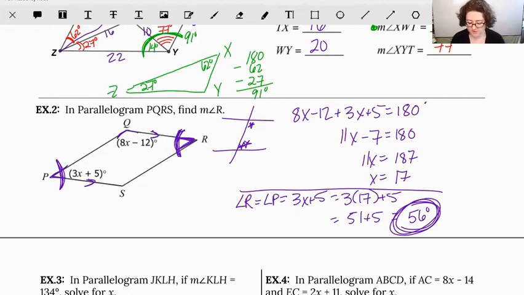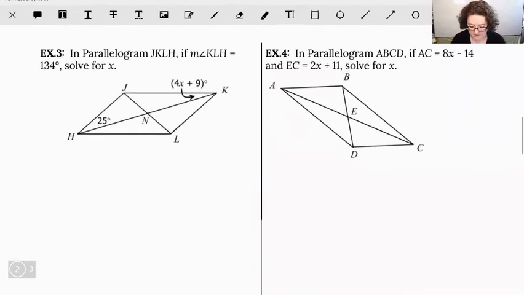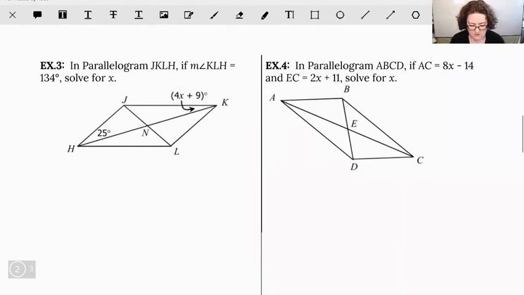Alrighty, let's look at examples 3 and 4. So again, 2 parallelograms. So example 3, parallelograms, our angles are not quite exactly in the same spots, but we were given extra information. So in parallelogram JKLH, if angle KLH is 134 degrees, so let's place that. So KLH is this angle down here, and that's 134 degrees.